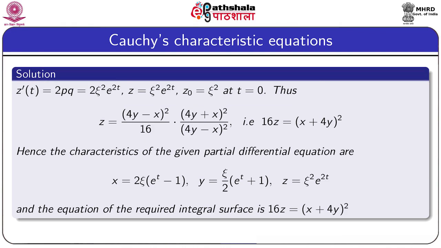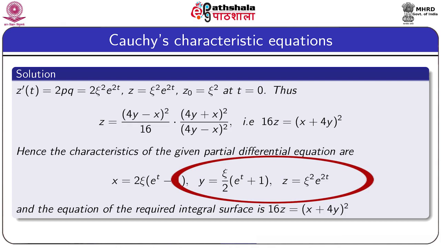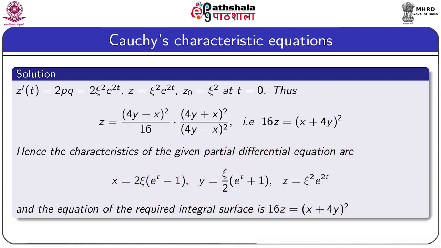Now, in this expression, if we substitute the value of zeta and e to the power t from the previous slide, we obtain z as some function of x and y, which is written here: 16z equals (x plus 4y) whole square. So, this is our required integral, which passes through the given parabola. The equations x equals 2 zeta (e to the power t minus 1), y equals zeta by 2 (e to the power t plus 1), and z equals zeta square e to the power 2t are the Cauchy's characteristic curves.